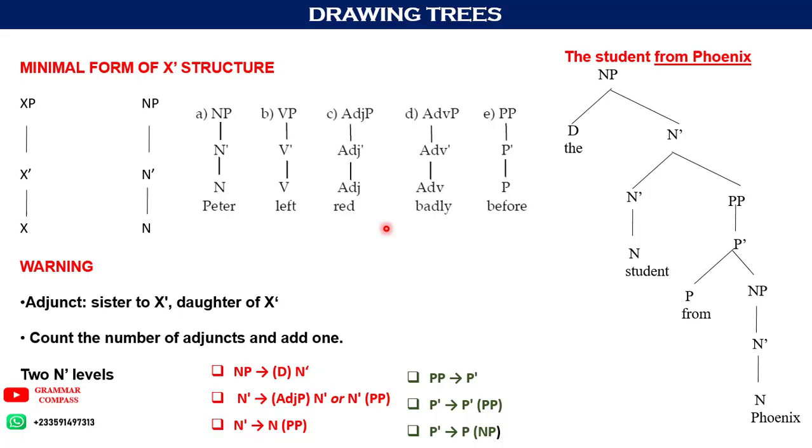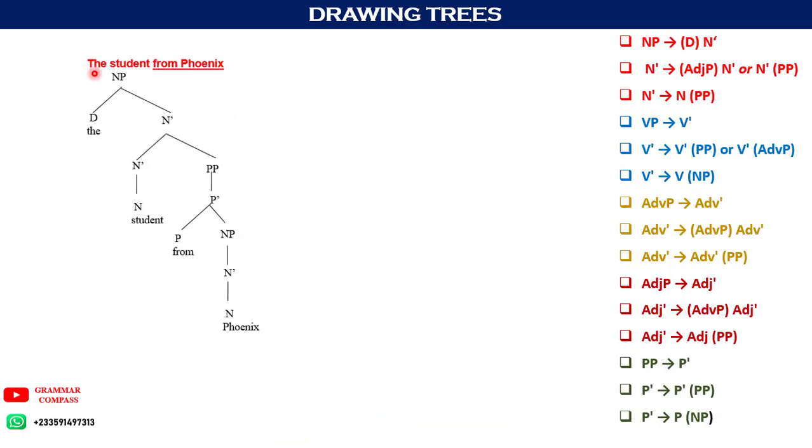Let us have another example. Here is the first example that we've done: the student from Phoenix. What if it were to be the student of linguistics? What is the difference? From our earlier discussions, we know that from Phoenix is an adjunct, but of linguistics is a complement. So there is going to be a slight change in our tree. Now let us do it.